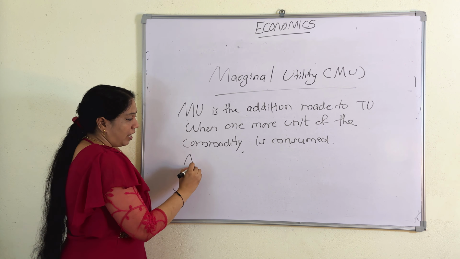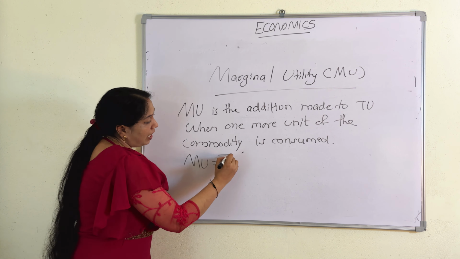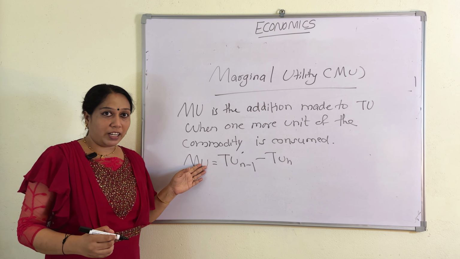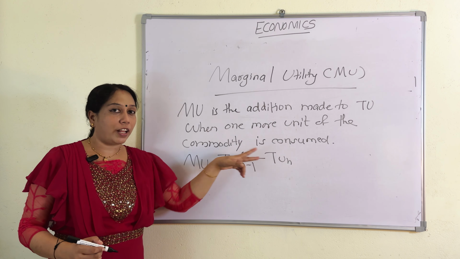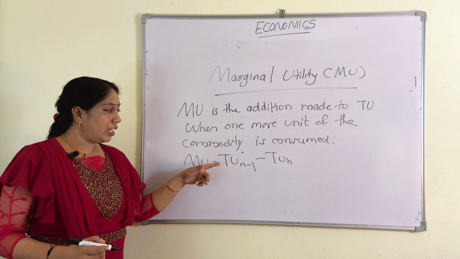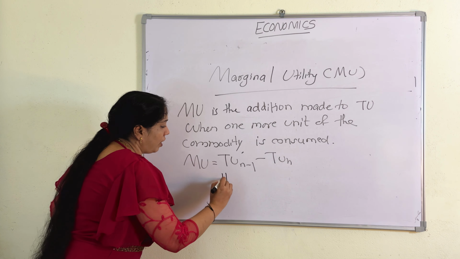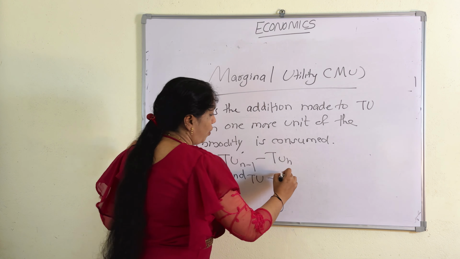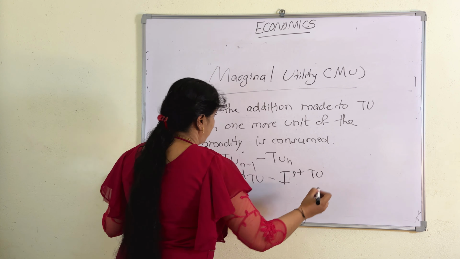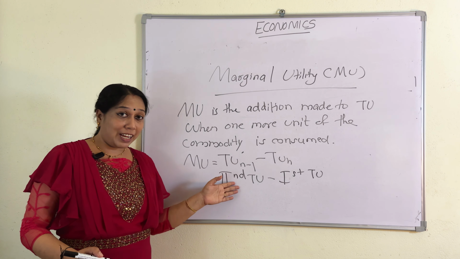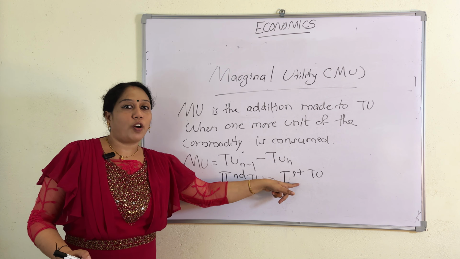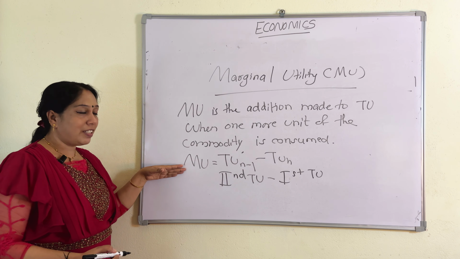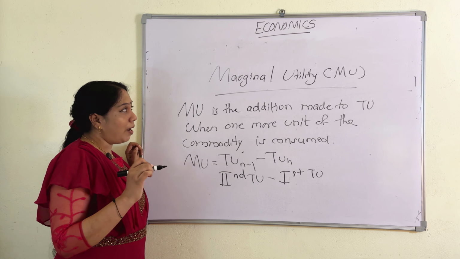So marginal utility, how to find out means TUN minus 1 minus TUN. That is, marginal utility is the difference between the two total utility. Easy I will say, that is TUN minus 1 means second total utility, minus TUN means first total utility. So marginal utility is equal to second total utility minus first total utility. That is TUN minus 1 minus TUN. That is marginal utility. I will explain this with the help of example.